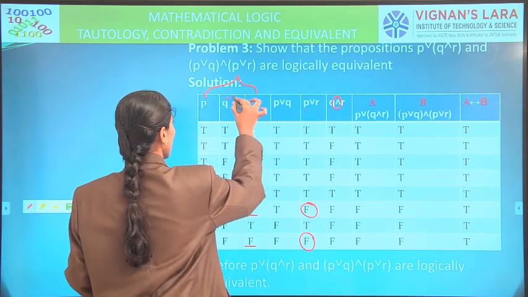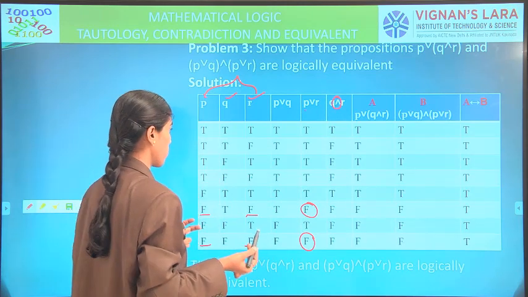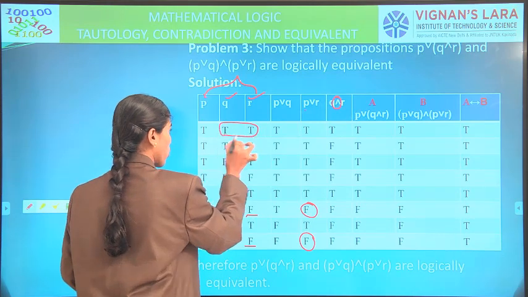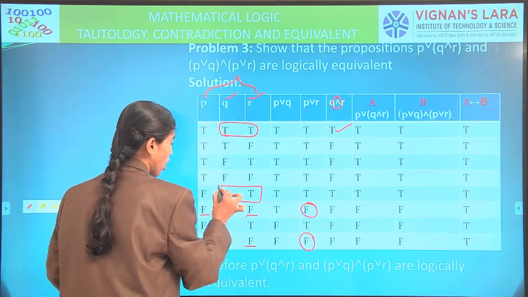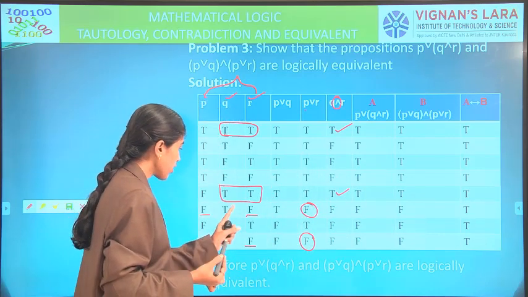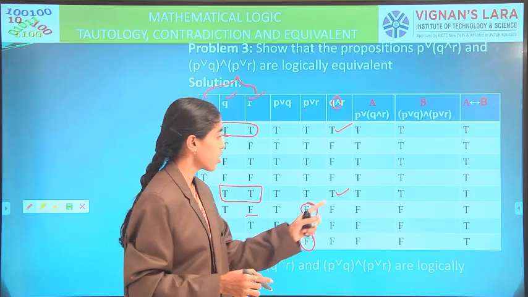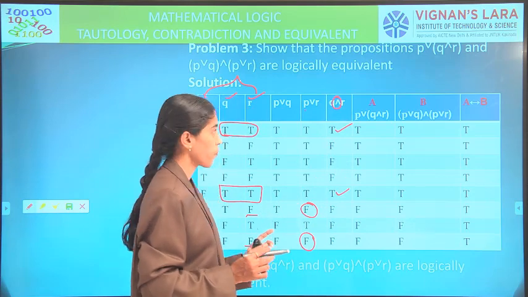For the second column and the third column we are applying conjunction. In this case both are true, so result is true. In this case both are true, so result is true. If you observe the remaining cases, either any one is false or both are false. So except these two, remaining are false.